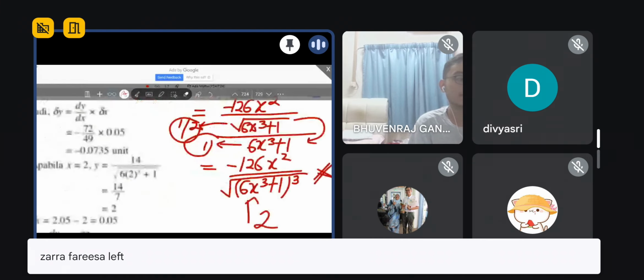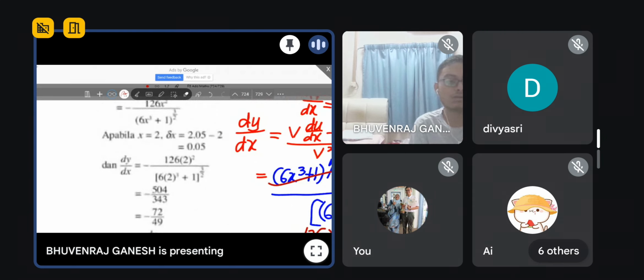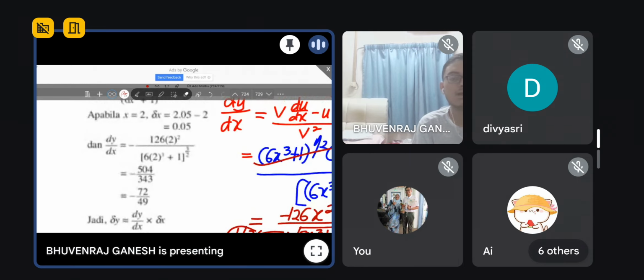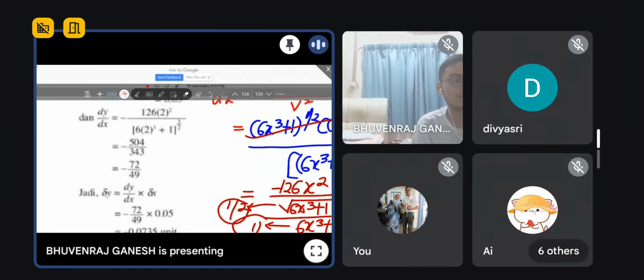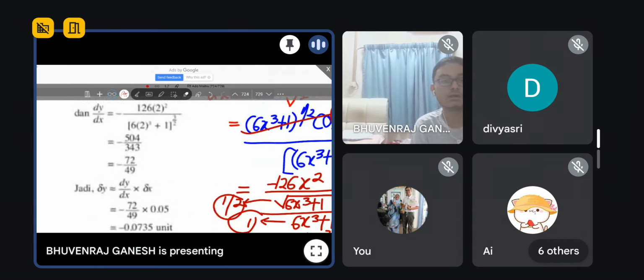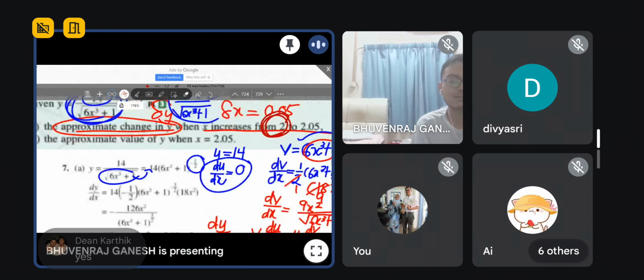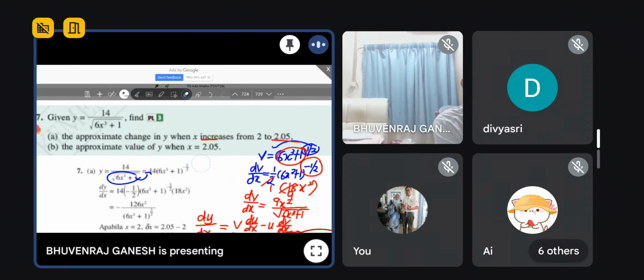Alright? So then you calculate the answer. You will get negative 72 over 49. Just press the calculator. So then you apply the formula delta y over delta x equal to dy dx. This is our formula in approximation. So you just substitute all the values, and you will get your answer delta y. Do you understand, guys? For question 7a? All right, very good. So this is the type of question you will usually see in the exam. It can be harder, but this is the general concept behind it.